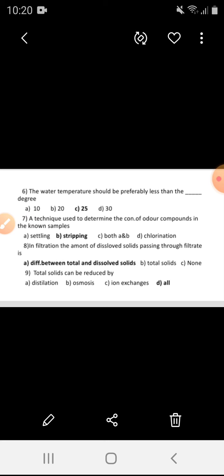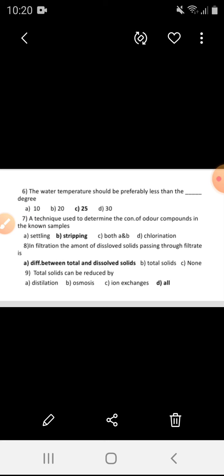Seventh, a technique used to determine the concentration of odor compounds in the known samples is option A settling, option B stripping, option C both A and B, and option D chlorination. The correct option is B stripping. Eighth, in filtration the amount of dissolved solids passing through filter rate is option A difference between total and dissolved solids, option C total solids, option D none, and the correct option is difference between total and dissolved solids.